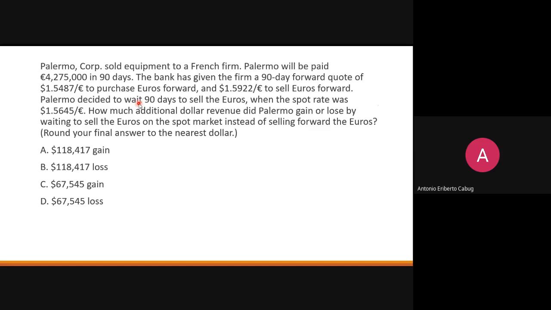Palermo decided to wait 90 days to sell the euros when the spot rate was $1.5645 per euro. How much additional dollar revenue did Palermo gain or lose by waiting to sell the euros on the spot market instead of selling forward the euros? Go.